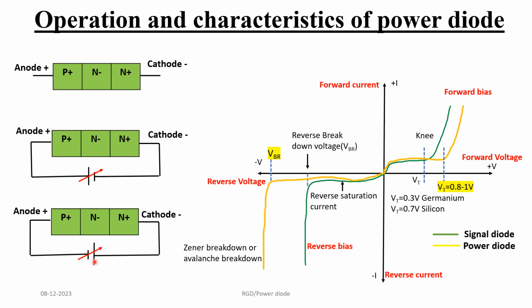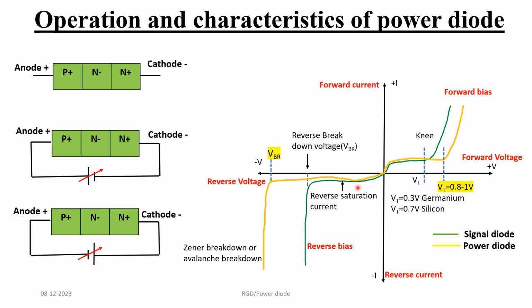In reverse biased condition, when the cathode is positive with respect to anode, the diode does not conduct and the diode then experiences a small current flowing in the reverse direction. This current we generally call the reverse leakage current or reverse saturation current. This reverse saturation current flows due to the movement of minority charge carriers.